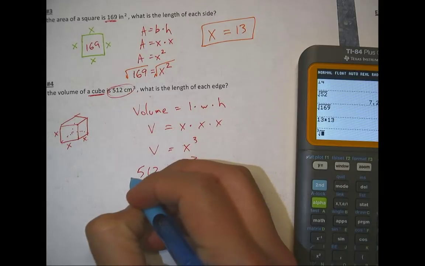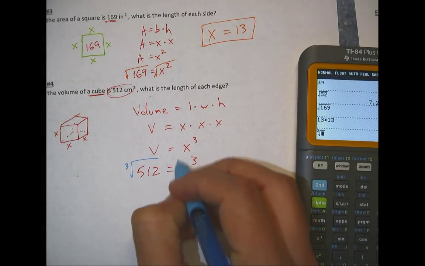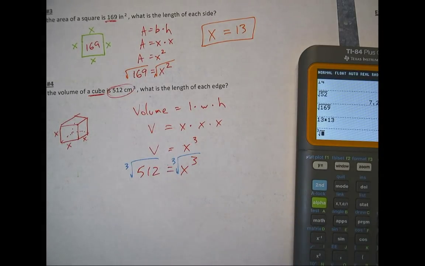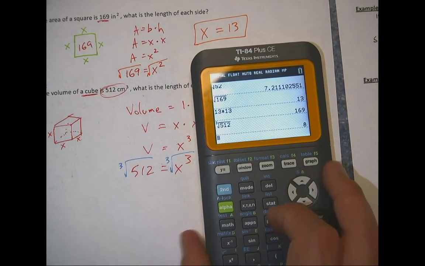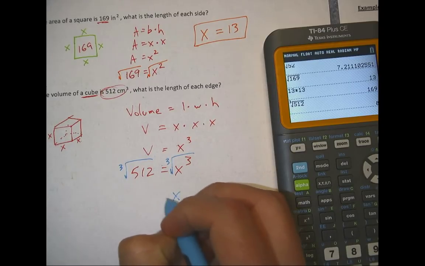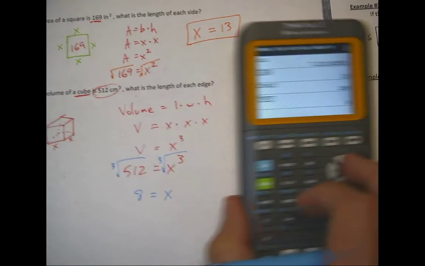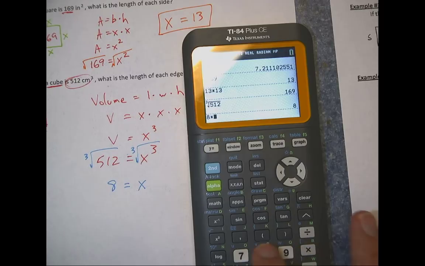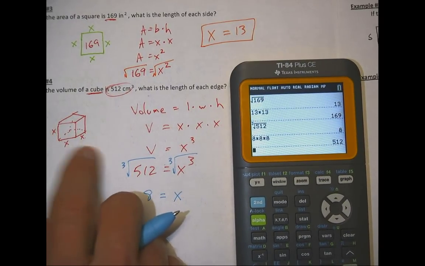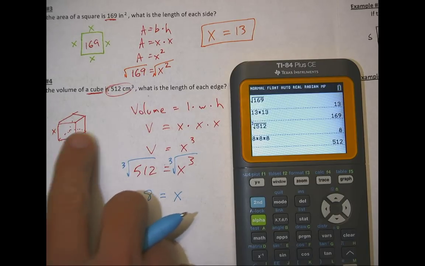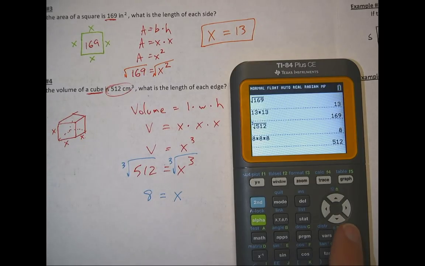And so we're trying to take the cubed root of this. What number times itself 3 times, x times x times x, gives us 512? So we're going to go ahead and punch in 512. And you'll see that it's 8. So x equals 8. And here's what that actually means. 8 times 8 times 8 is 512. So if all of these sides were 8, length times width times height, 8 times 8 times 8, we would get 512.